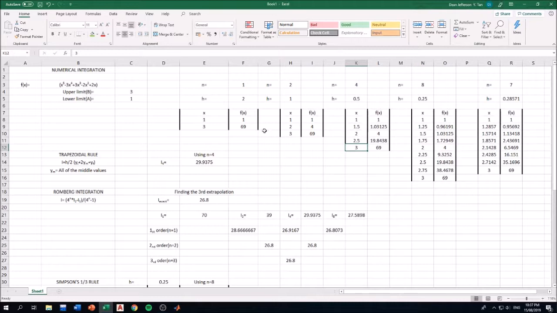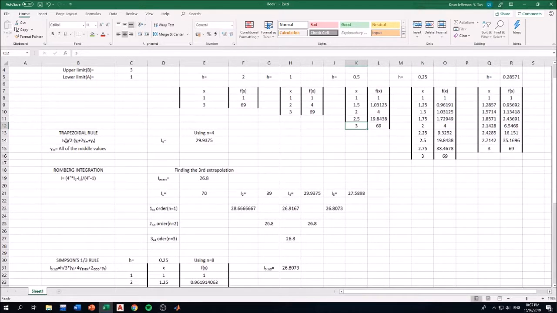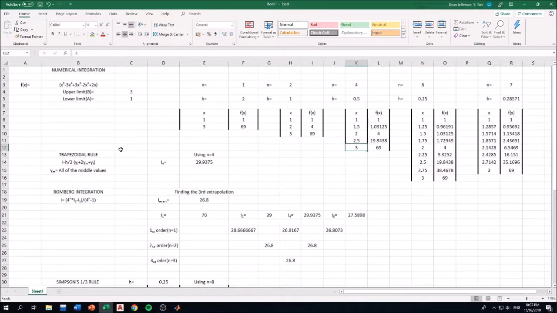So moving on, we're going to the trapezoidal rule now. So this is the formula that we will use. It's h over 2 times y initial plus 2y middle plus y final. I'll explain that to you in a minute. So the best example we can use is n equals 4. So using n equals 4, we have this.